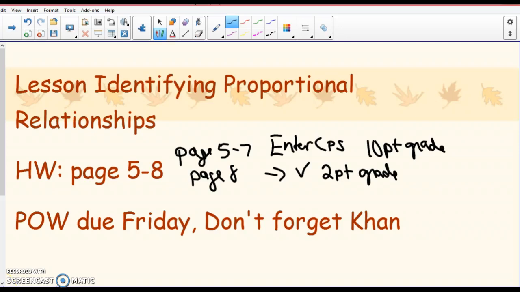All right. Today's lesson is identifying proportional relationships. And again, this is a 7th grade lesson that I'm adding to the middle of chapter 5. Here's the homework. Page 5 to 7, we're going to enter in the CPS for a 10-point grade, and page 8 is a 2-point grade.